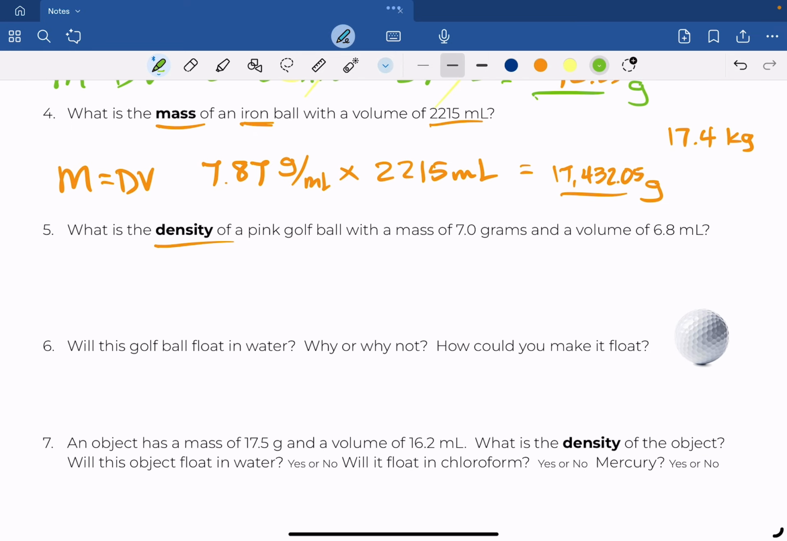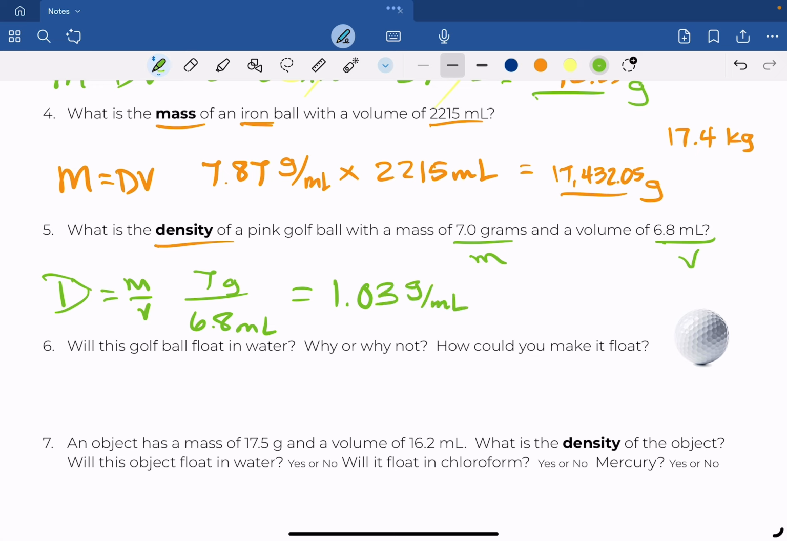What's the density of a pink golf ball? All right, so if you're a golfer and you know what happens when golf balls go in the water, do not give this one away yet. But you have a golf ball. We need to know what the density is, okay? So density is mass divided by volume. Our mass in this case, it says 7 grams there, and this one says 6.8 milliliters. So put your 7 grams on the top, 6.8 milliliters on the bottom. You have a big number divided by a smaller number, so it should be greater than 1. And yes, 1.03 grams per milliliter would be your answer here.